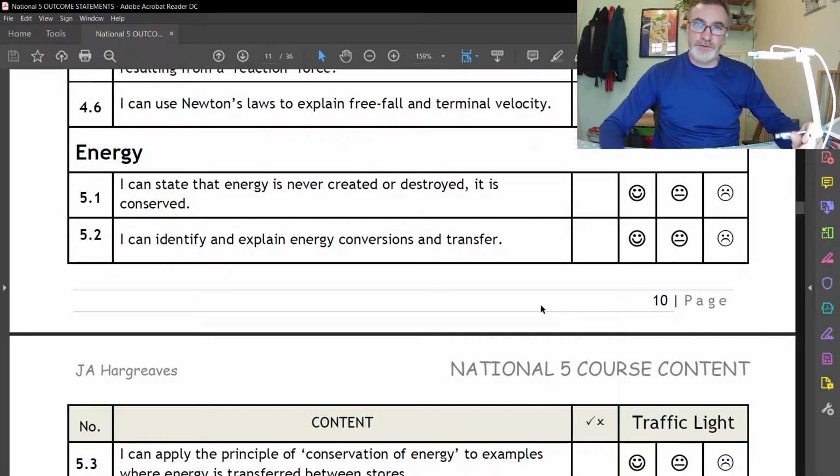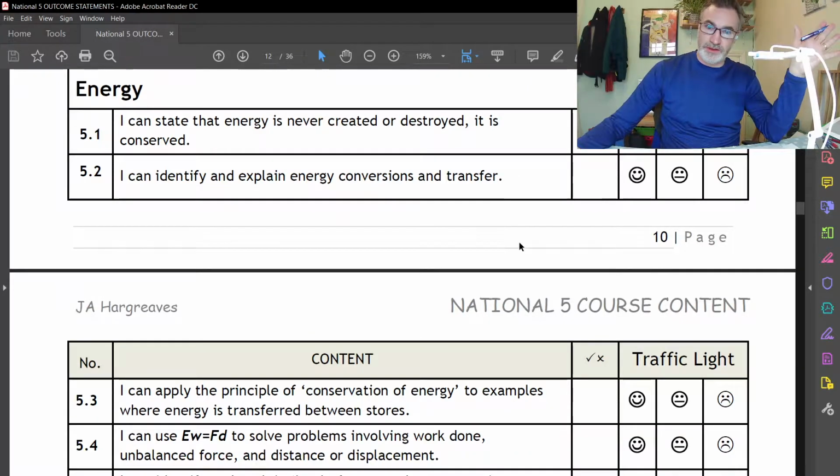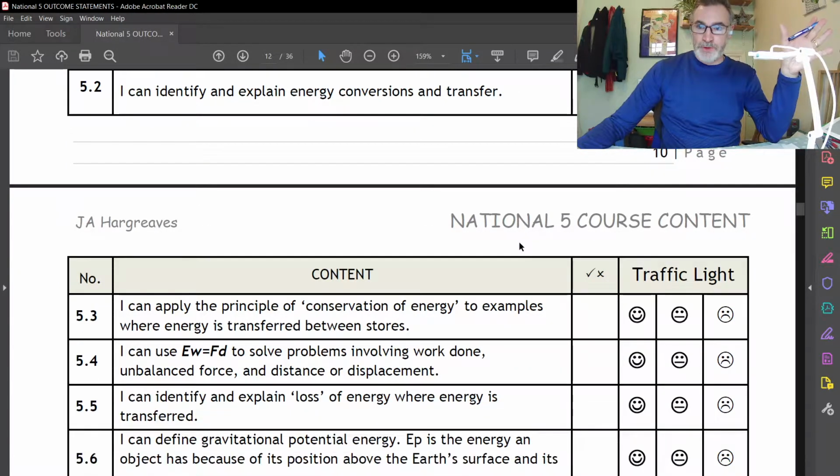Okay, hi folks. So just now we're going to look at conservation of energy, and we'll start with the learning intentions. So we can see that the first one here, I can state that energy is never created or destroyed, it is only conserved. And I can identify and explain energy conversions and transfers. We should have done that already. We did that on the Monday lesson.